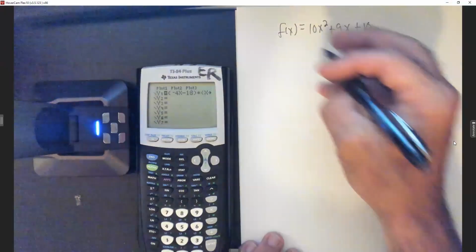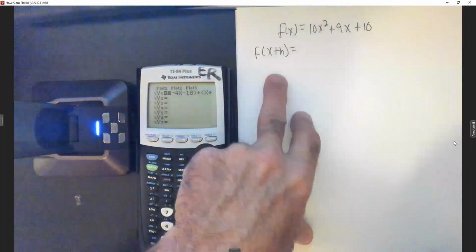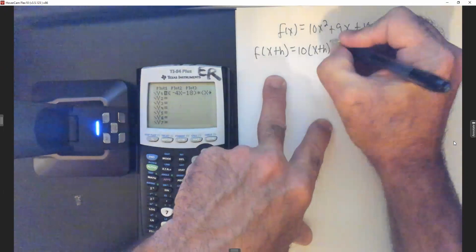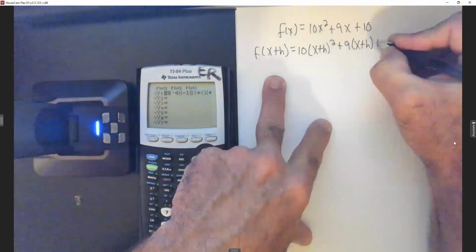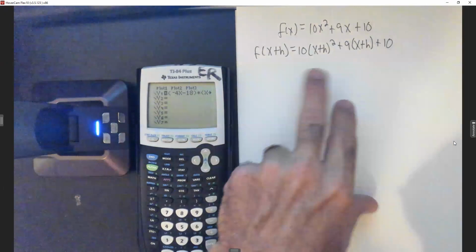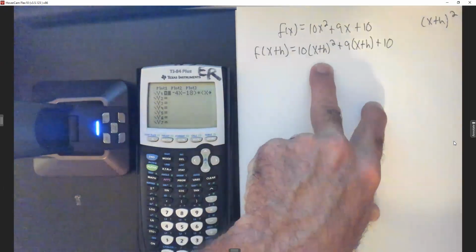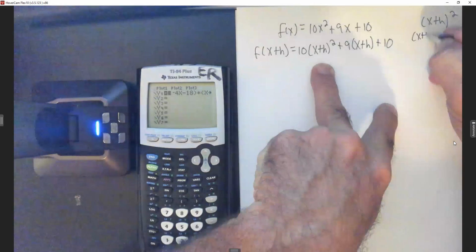So once again, I got to find f of x plus h. That's going to be 10 times x plus h squared plus 9 times x plus h plus a 10. Now, x plus h squared, if you've done this section, you've foiled this thing a whole lot of times. So that'll be x plus h times x plus h.